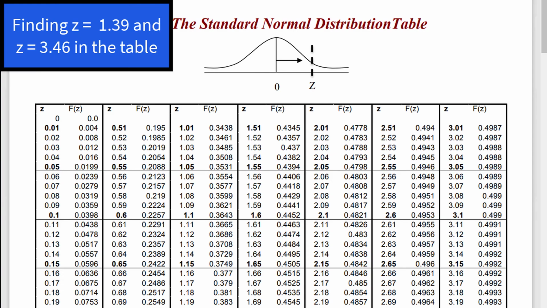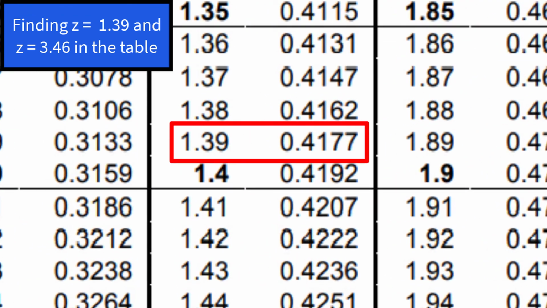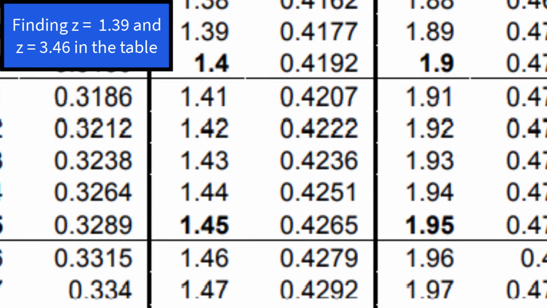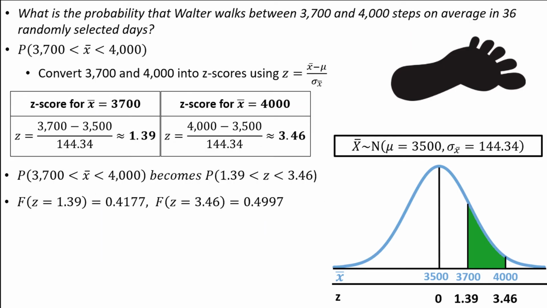We see that the probability associated with a z-score of 1.39 is 0.4177, and the probability associated with a z-score of 3.46 is over here at 0.4997. Back with our distribution, the area from the middle up to z equals 1.39 is 0.4177, but that's not the area we want to solve for. The area from the middle up to z equals 3.46 is equal to 0.4997, which is made up of two different sections of the graph. This also isn't the area that we need.